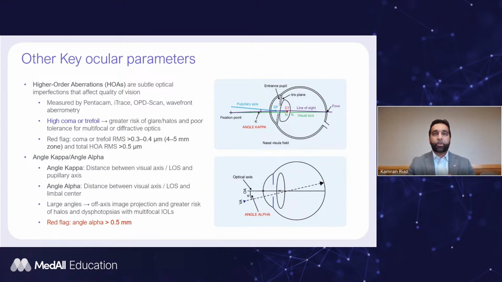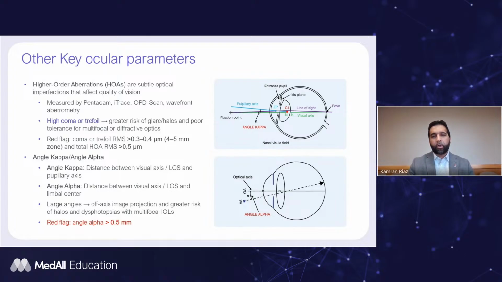But in general, the pupillary axis and the visual axis difference, that's angle kappa. Angle alpha is going to be the difference between the visual axis and the optical axis, or in this case, the limbal center here. So large angles are going to lead to a higher chance of dysphotopsias. I think in the past couple of years, there's been a greater awareness of angle kappa, which is, again, the pupillary and the visual axis.